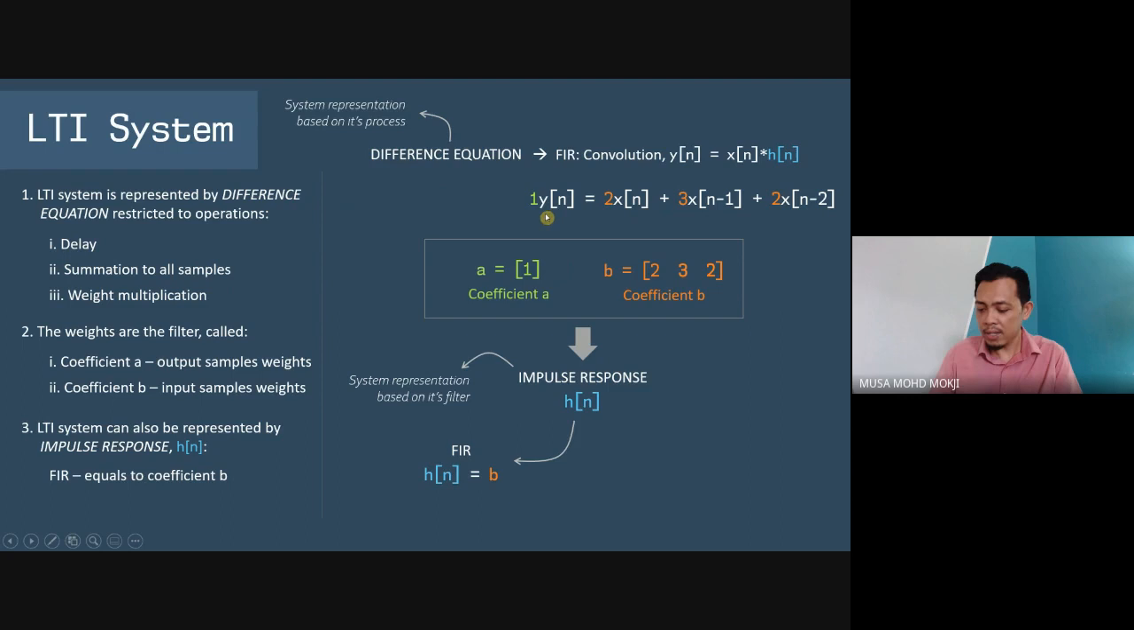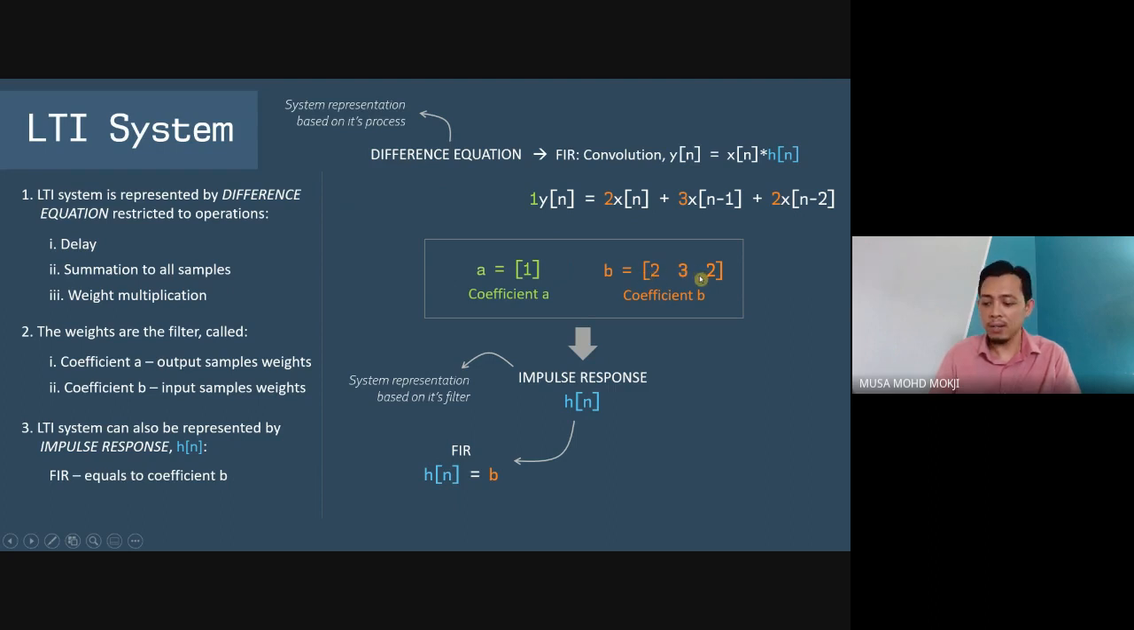For example, if we have y[n] = 2x[n] + 3x[n-1] + 2x[n-2], what is h[n]? h[n] is actually equal to b. So what is b? The b is just those 2, 3, and 2 values. 2, 3, 2. So that is the h[n].